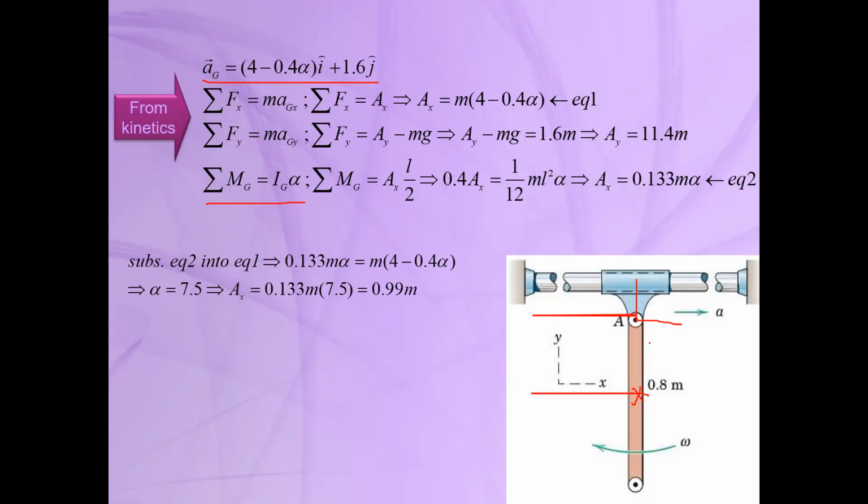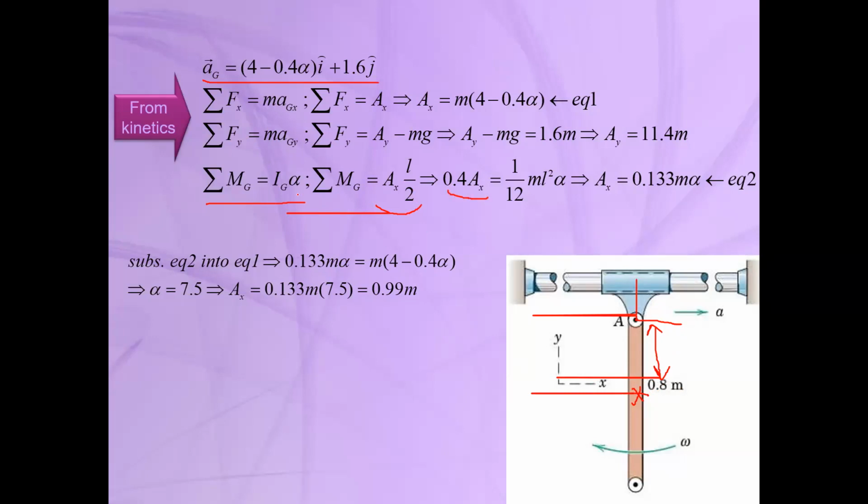But AX will create some moment, and its moment is equal to AX times its arm, which is this length, 0.8 divided by 2. So this is the moment due to AX. And also we have the weight of the bar, which is again located on the mass center, so it doesn't have any moment about point G. So if you write the moment about G, we will have only AX times its arm, which is L divided by 2, or 0.8 divided by 2. So this is the moment about G.